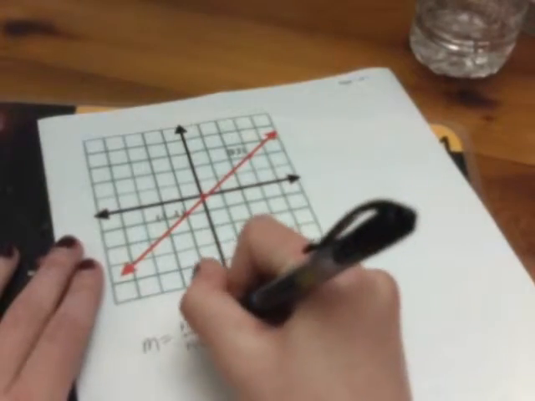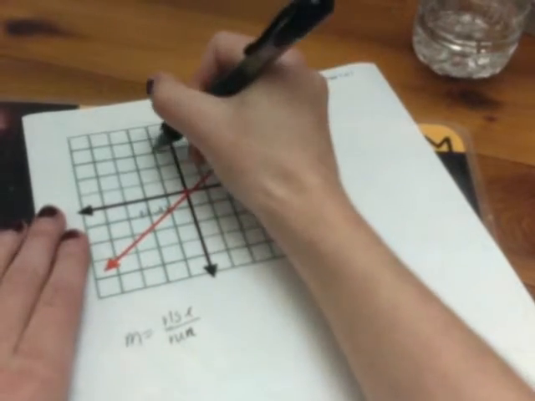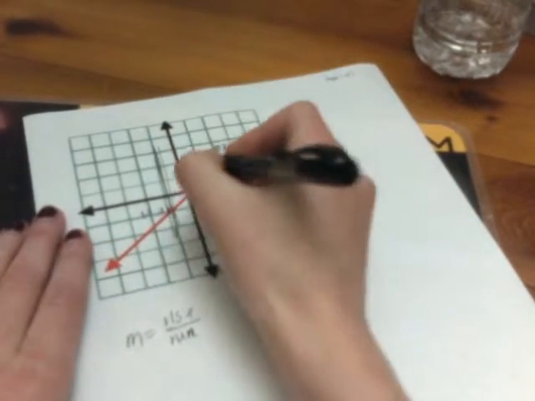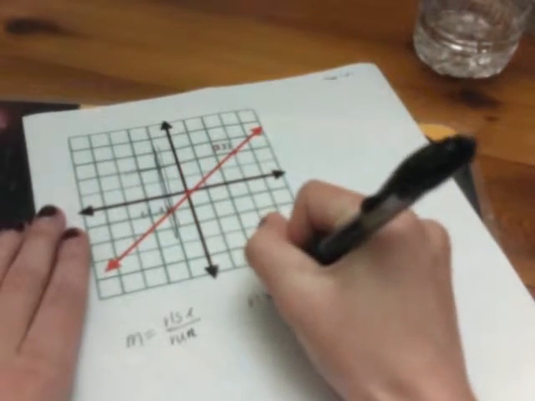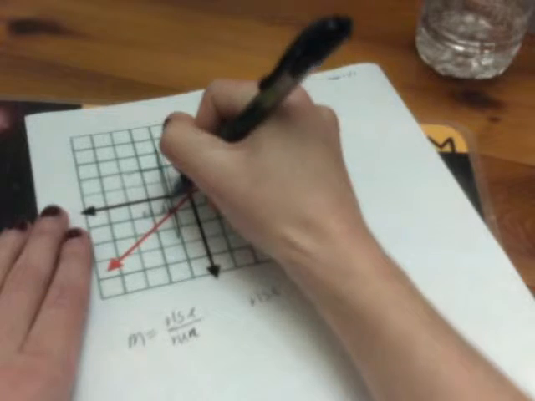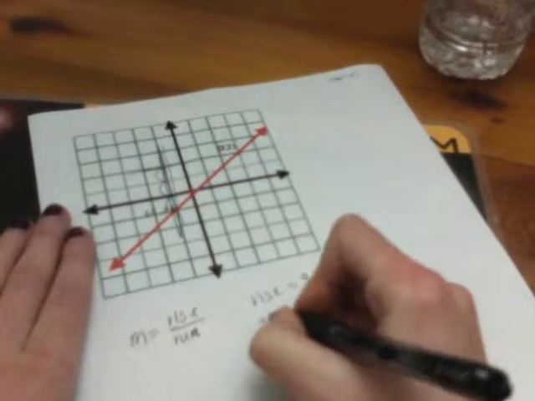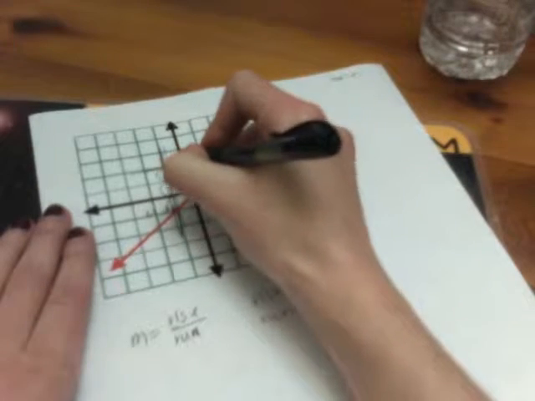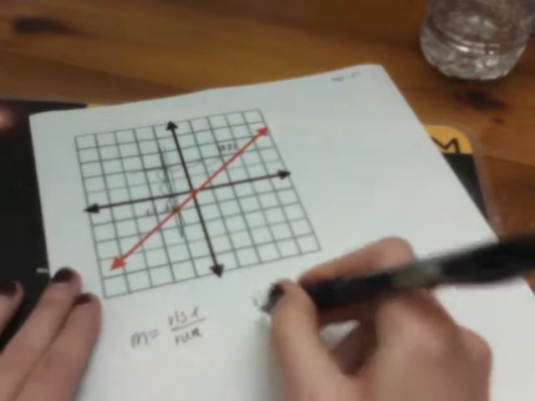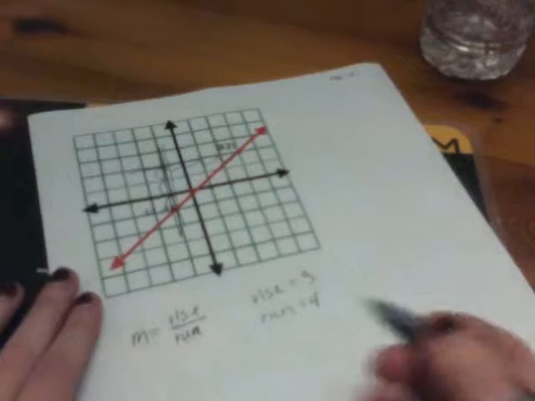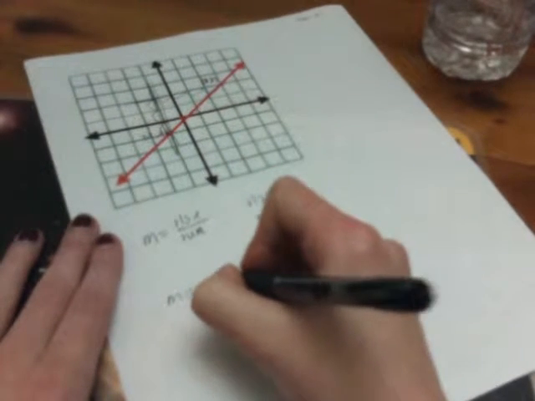Here's another example. Alright, so here are our 2 points. Our rise is going to be this line, and our run is going to be this line. So our rise is going to be 1, 2, 3, while our run is going to be 1, 2, 3, 4. So again, we plug these two numbers into this equation, and our slope comes out to be 3/4.